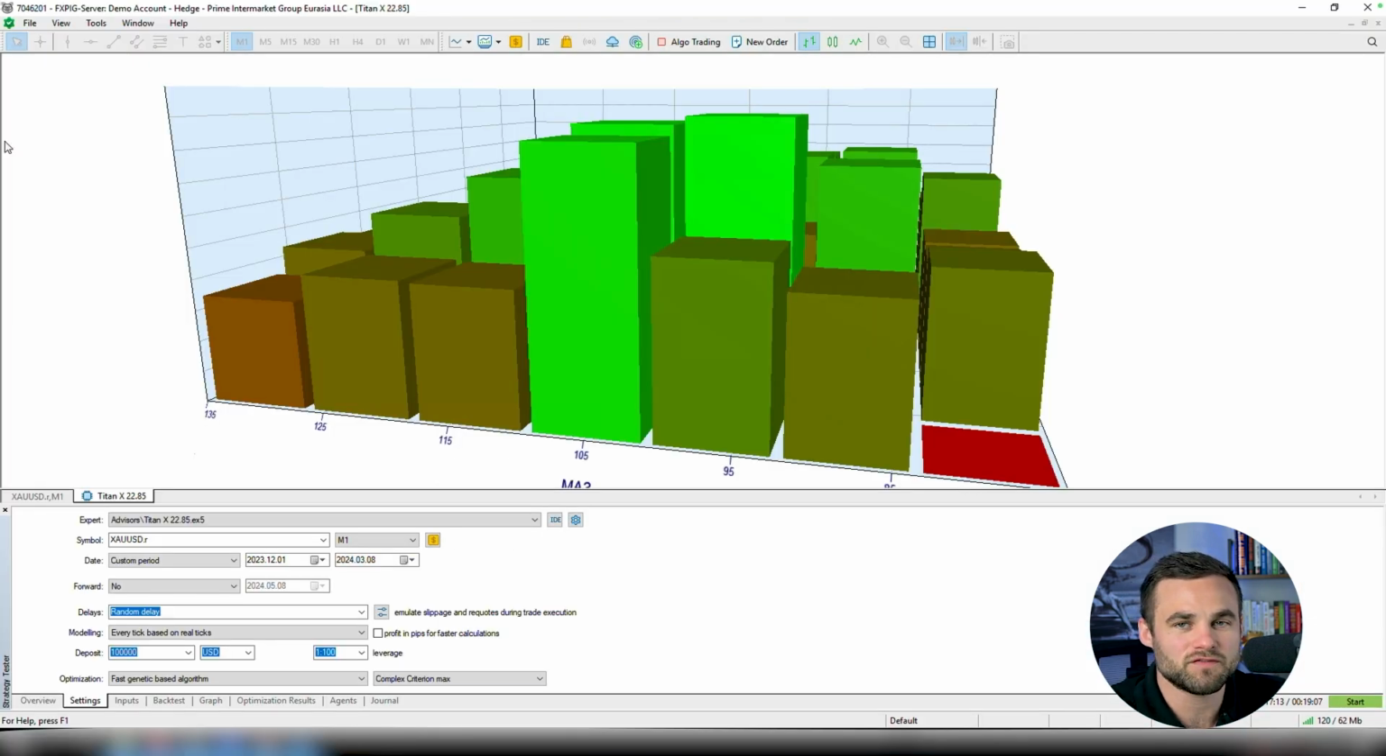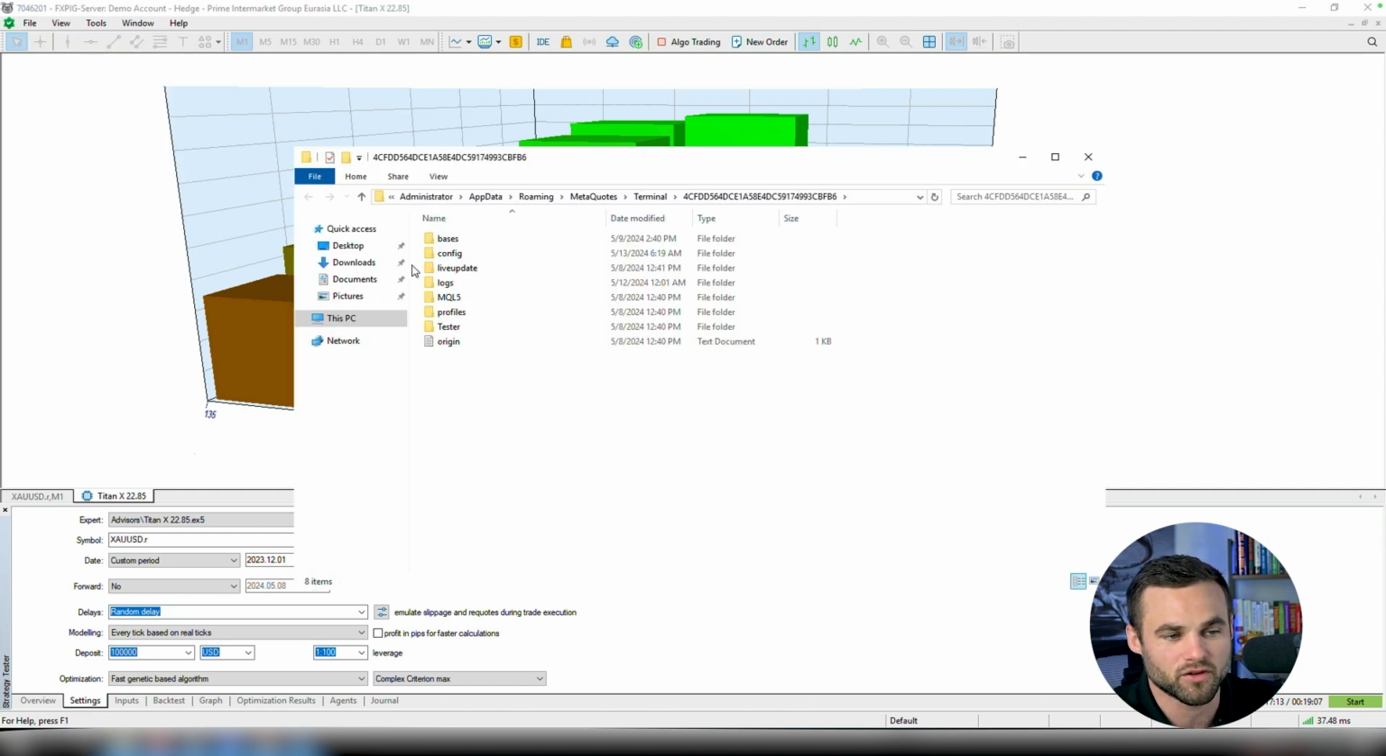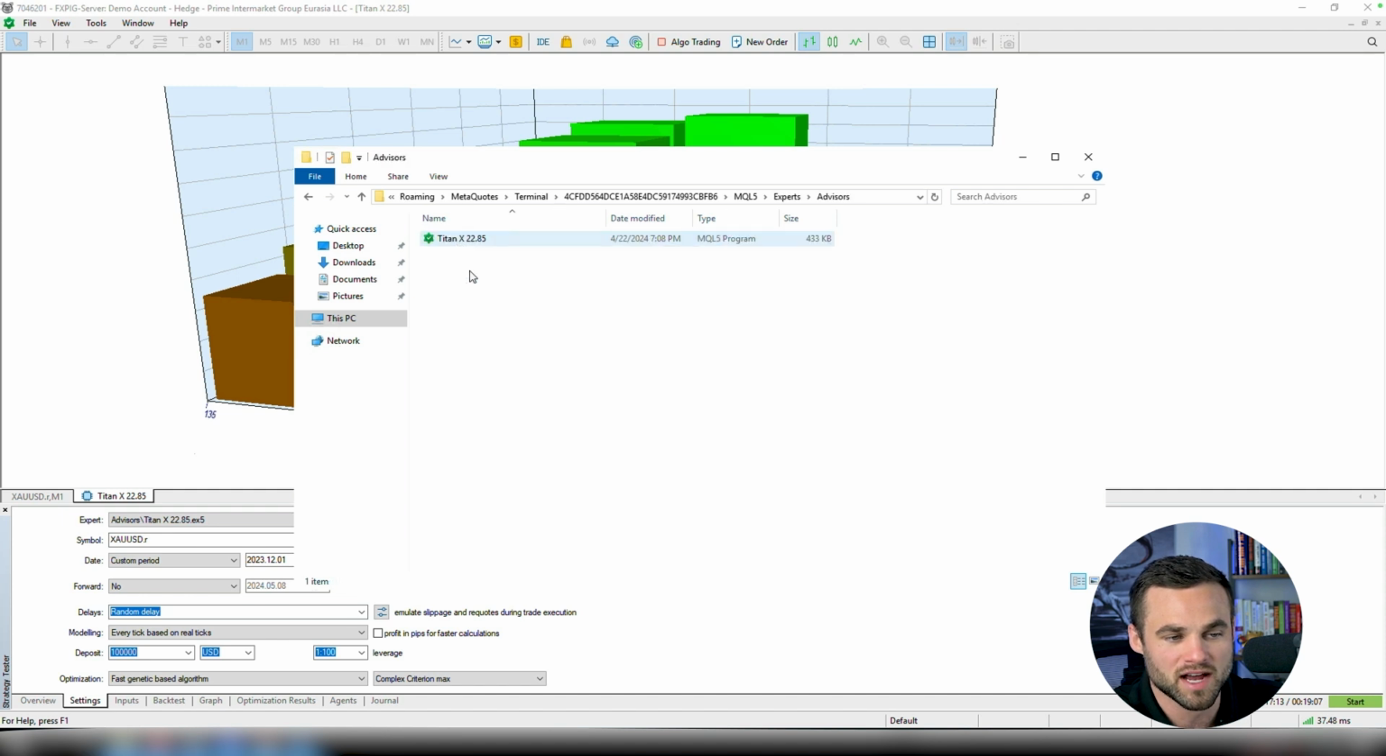Okay, so next, after you have a somewhat high-powered rig that you're gonna be testing on, the next thing you need to do is actually load your EA. So you probably know how to do this, but if you don't, File, Open Data Folder, you come to MQL5, you come to Experts, Advisors, and then you're just simply going to copy and paste your expert advisor into this field.